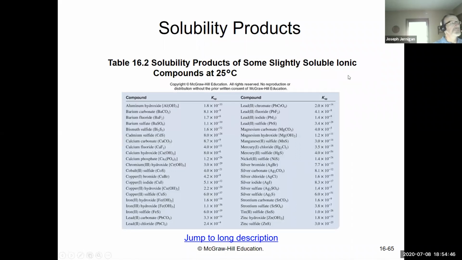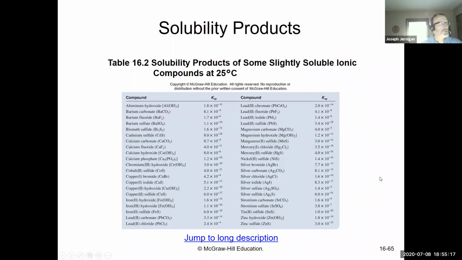Solubility products of some slightly soluble ionic compounds are shown in table 16.2. And you see how very tiny these numbers are. Aluminum hydroxide, 10 to the minus 33, very, very tiny numbers representing very, very slight solubility, all the way to silver sulfate, 10 to the minus fifth. That's still not very soluble, but it's much more soluble relative to the aluminum hydroxide, and so forth and so on.